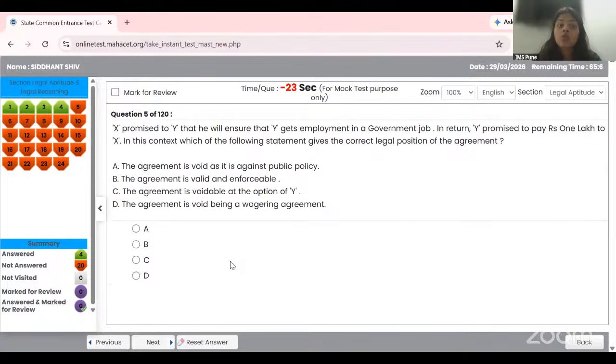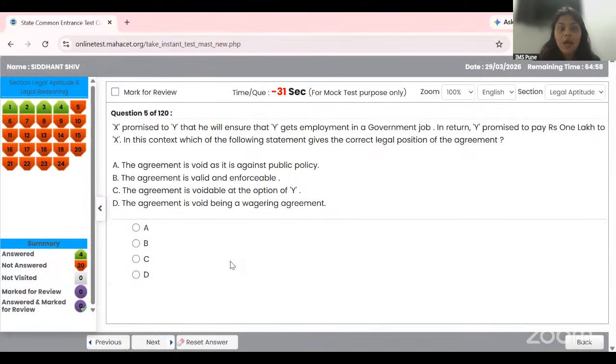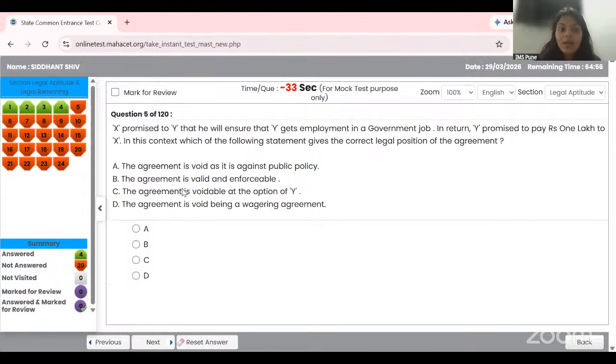Next, we move on to question number 5. Now you will see that these questions are independent questions. These questions are not based on any kind of passage. So I will read the question here and I will try to reach the correct answer. It is stating that X promised to Y that he will ensure that Y gets employment in a government job. So there is a promise being made that I'll help you in getting a government job.